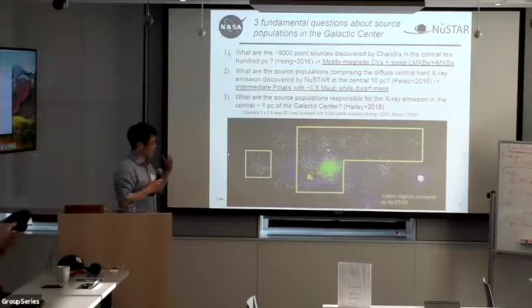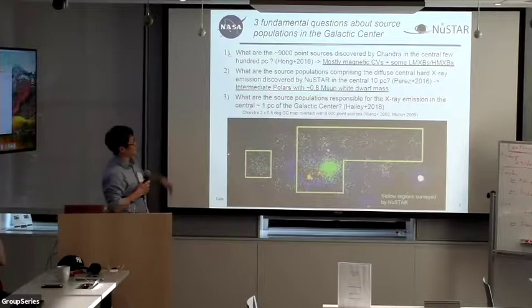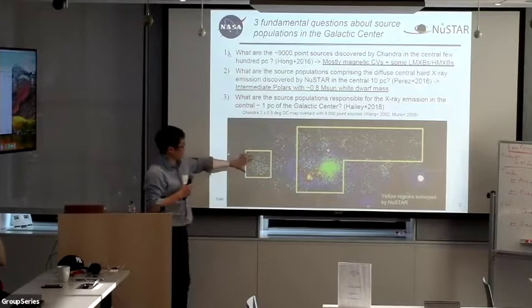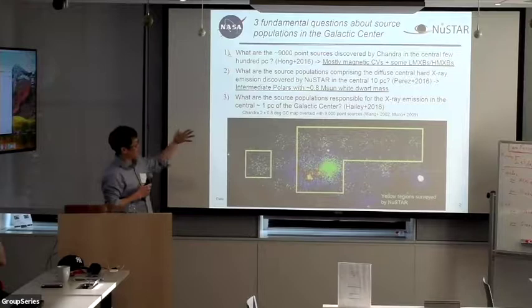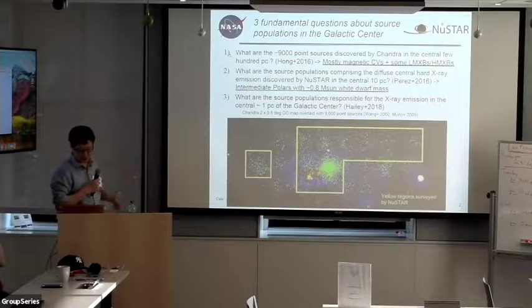So we started with these three big questions, and then we followed up this same exact field with NuSTAR, which you can see in these yellow rectangular regions. So the first question is, we have 9,000 Chandra sources in this field. What are these sources? The short answer is, they're mostly magnetic CVs with white dwarfs.